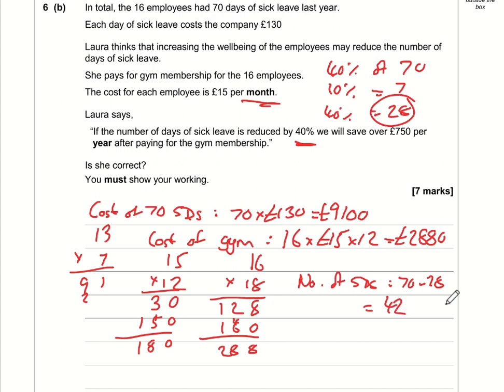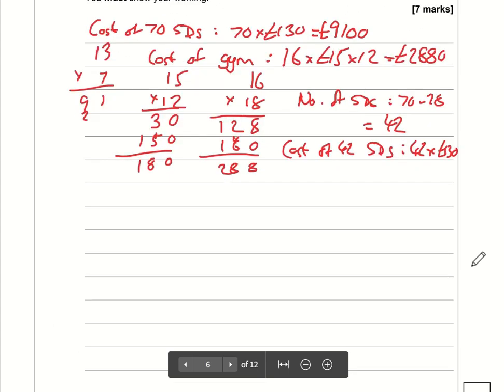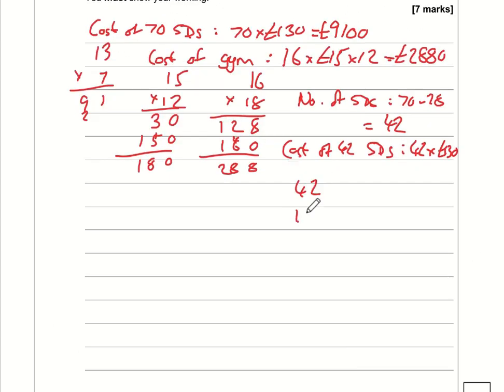So what is 42 times by 130? So cost of 42 SDs. So that's just 42 times by 130. So again, I'll just do 42 times by 13 and put in a 0 afterwards. 3 times 2 is 6. 3 times 4 is 12. Put in a 0. 1 times 2 is 2. 1 4 is 4. So 6, 4, 1 plus 4 is 5. So that is going to be 5,460 pounds rather, not days.